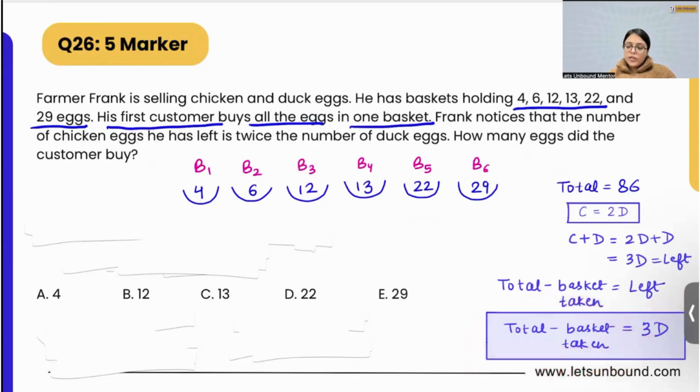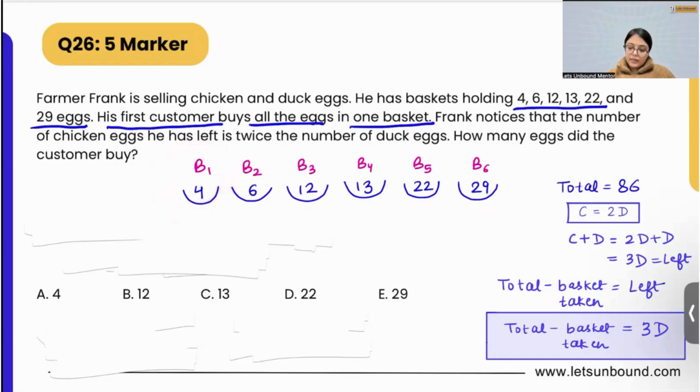Okay, but the question is not to find the duck eggs. Question is, how many eggs did the customer buy? So that means the answer has to be from one of these baskets, right? That's why I've written basket taken, because all the eggs from the basket were taken. Okay, let me solve one for you. So let's assume the customer took basket number 1. Just a guess, because that's what we have to find.